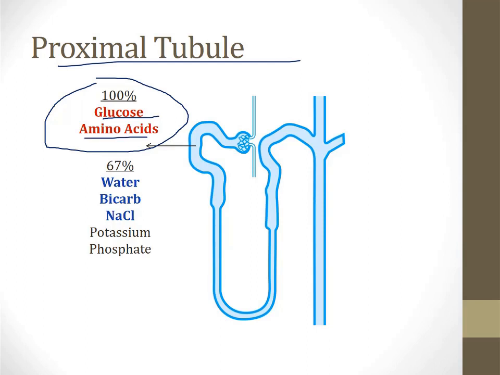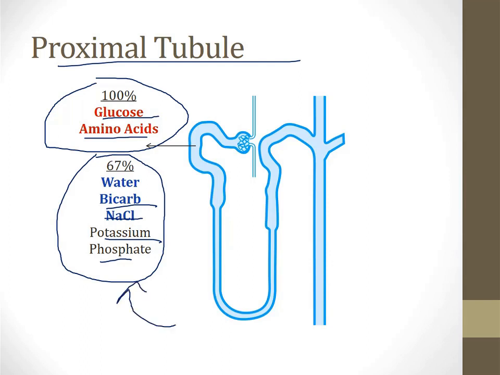The body does not want to lose these in the urine, so any that get into the nephron through the glomerulus are going to be completely reabsorbed in the proximal tubule under normal circumstances. In addition, other solutes that are helpful to the body, things like bicarb, sodium chloride, potassium, phosphate, and also water, are reabsorbed in very large amounts at the proximal tubule. 2/3 of these substances are reabsorbed. So basically, right after the filter, the glomerulus, when all these things enter into the nephron fluid, immediately 2/3 of them are reabsorbed by the proximal tubule.